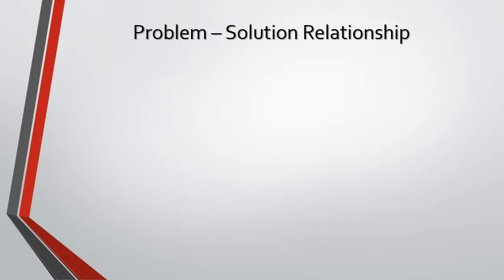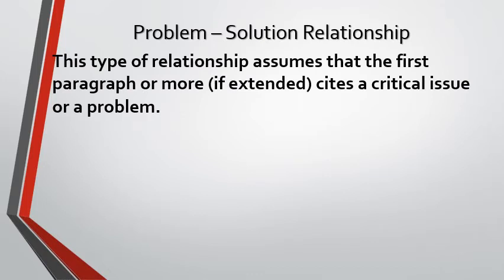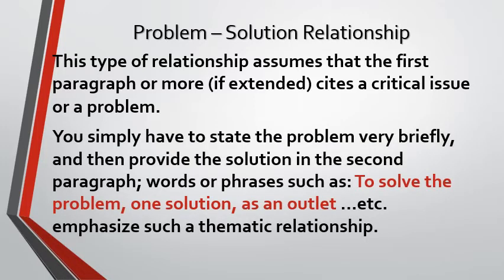In the problem-solution relationship, what happens? This type of relationship assumes that the first paragraph, or more, if extended, if we have more than one paragraph, discusses a critical issue or the problem. So in the first paragraph, we might see the problem, and then you simply have to state the problem very briefly and then provide the solution. Where? In the second paragraph. The words and phrases that you might use in speaking or writing about the solution would be to solve the problem, for example, one solution, an outlet, or etc. These words emphasize such a thematic relationship, which is the problem-solution relationship.